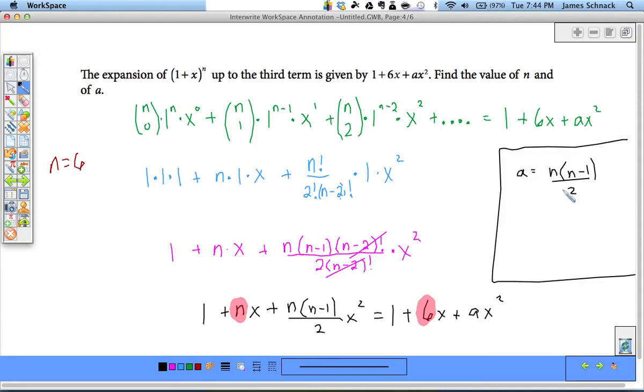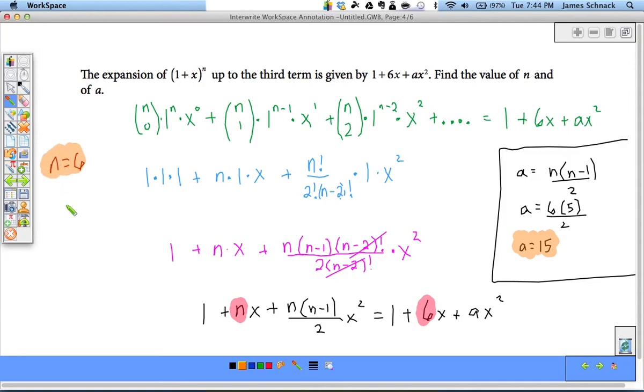Well, we know that n is 6, so a is 6 times 5, n minus 1, divided by 2. That's 30 over 2. A is 15. We have our two numbers. We are good to go. So there we have it. N is 6, a is 15. We are done with this problem.